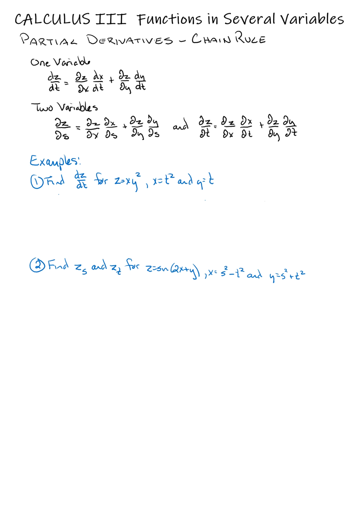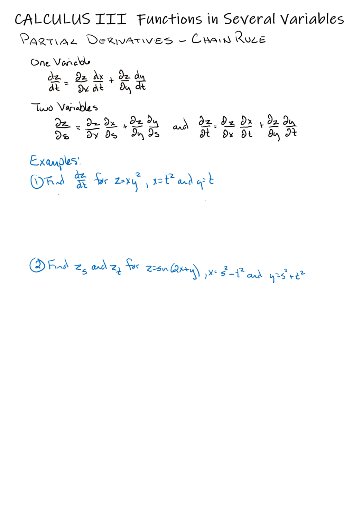I want to talk about finding partial derivatives using the chain rule. Now this seems a lot more complicated than it really is. We can do this in either one variable or two variables. In one variable, dz/dt, notice this is an ordinary derivative. What we get is the partial of z with respect to x times dx/dt, plus, notice this is a summation, the partial of z with respect to y, and then dy/dt.